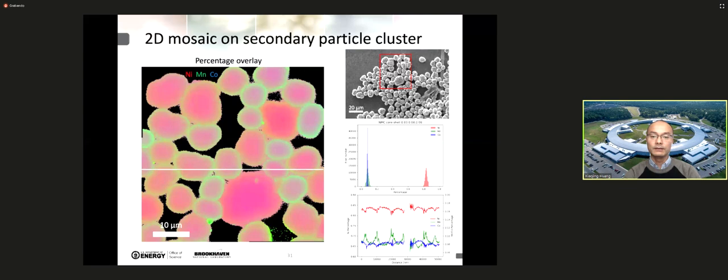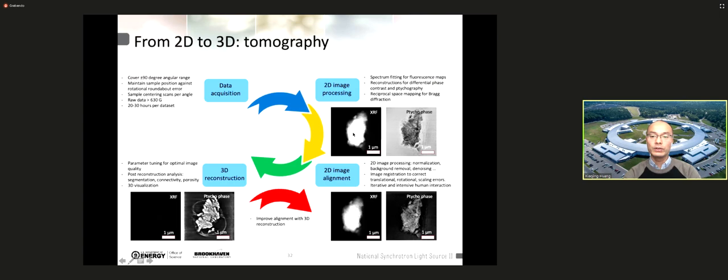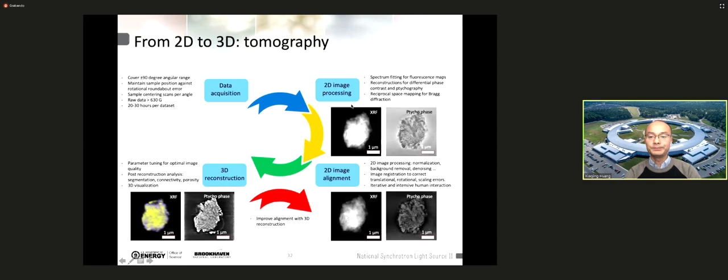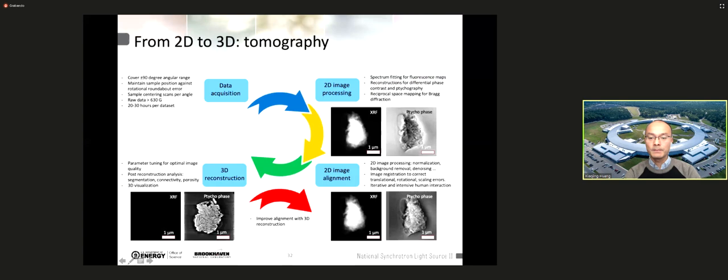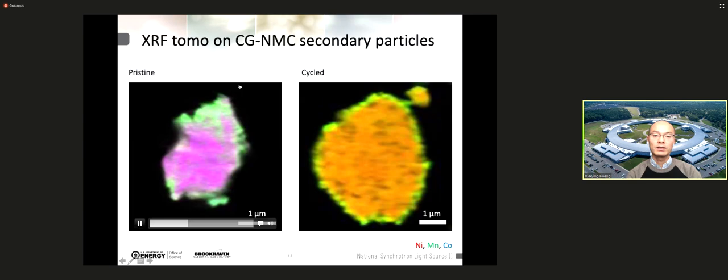So after we succeed in 2D imaging, we move forward to 3D imaging. To do that, we need to collect 2D images at each projection angle, and then we rotate the sample and collect the 2D images again. Then we need to align the collected projection series, and then we fit the aligned projections into a 3D reconstruction engine to get a 3D reconstructed image. So we did the measurement on the core shell particles.